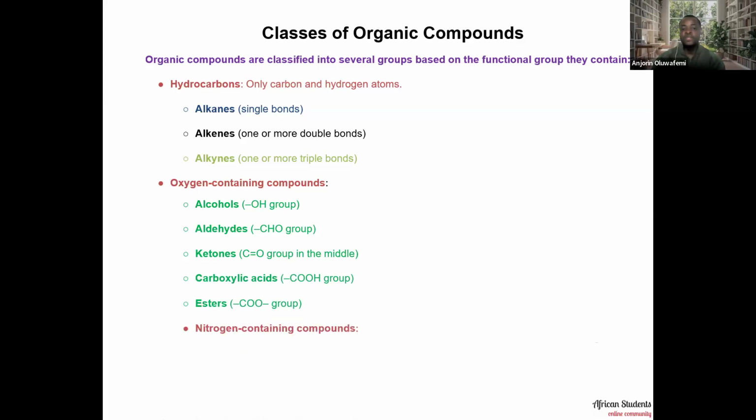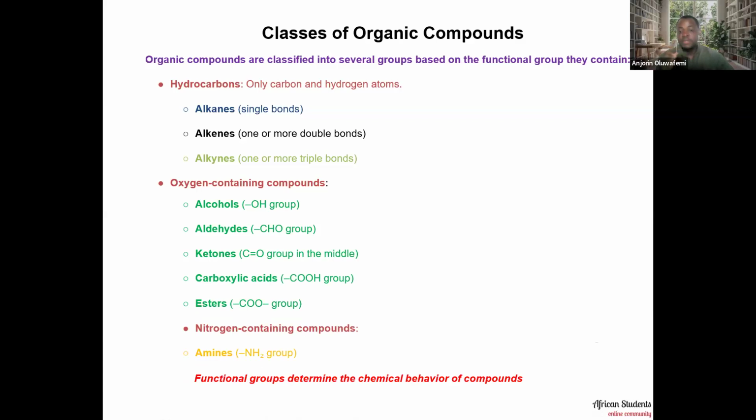The next one is another class of organic compounds, which we call the nitrogen-containing compounds. We have examples like amines, which contain the NH2 functional group.